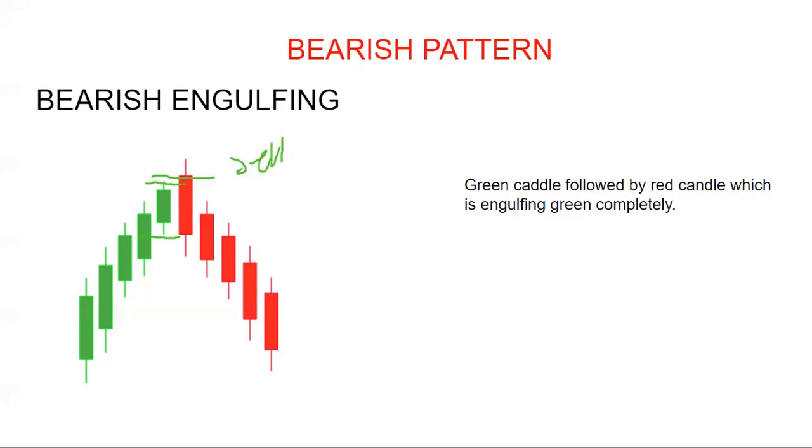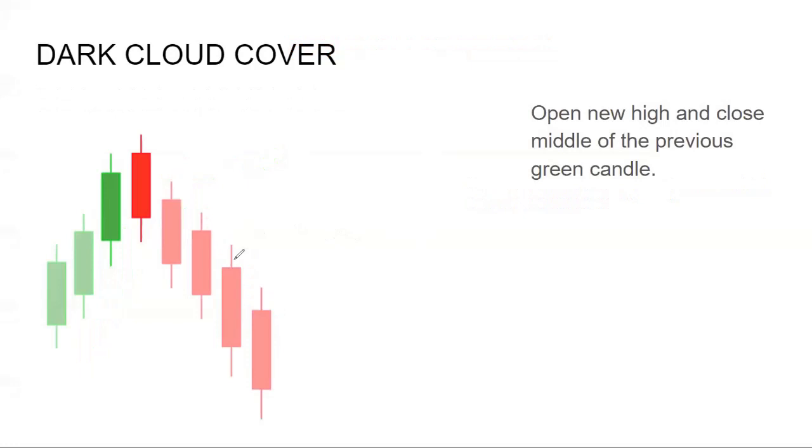And let's go to another one. Dark cloud cover. It opens at a new high and closes in the middle of the green candle. As you can see, it's a sell signal. It's more likely to go down. And let's go to the last one.